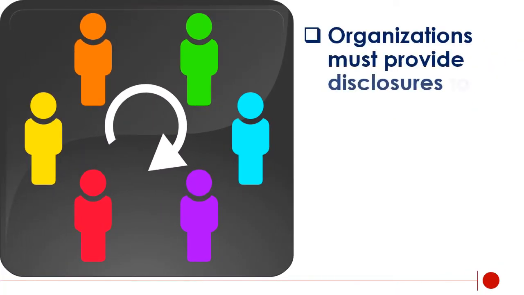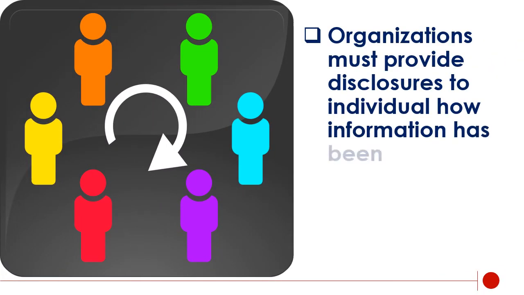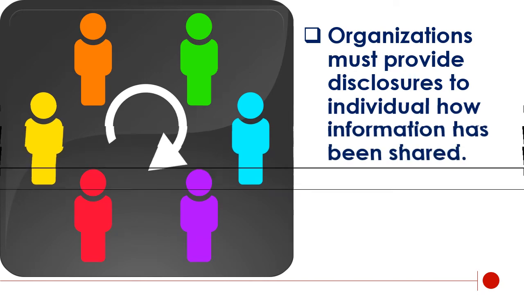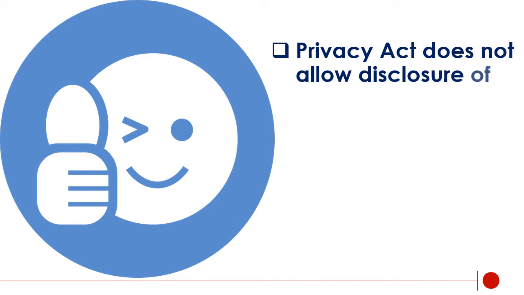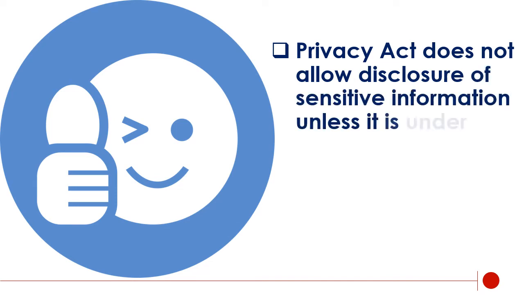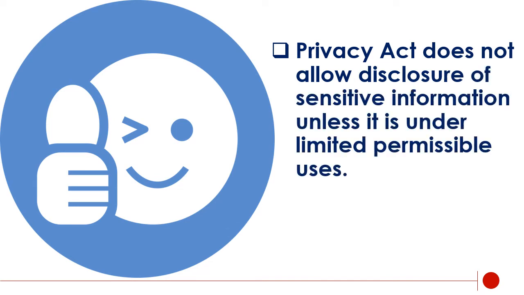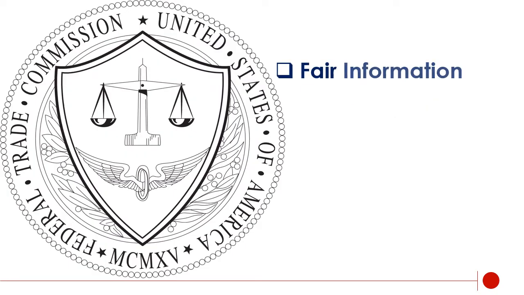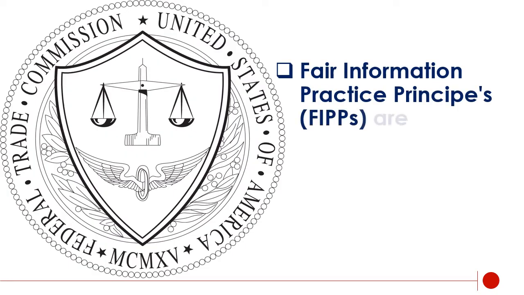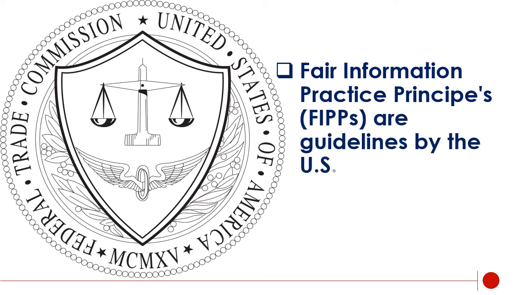Organizations must provide disclosures to individuals about how information has been shared. The Privacy Act does not allow disclosure of sensitive information unless it is under limited permissible uses. Fair Information Practice Principles, FIPS, are guidelines by the U.S. FTC.